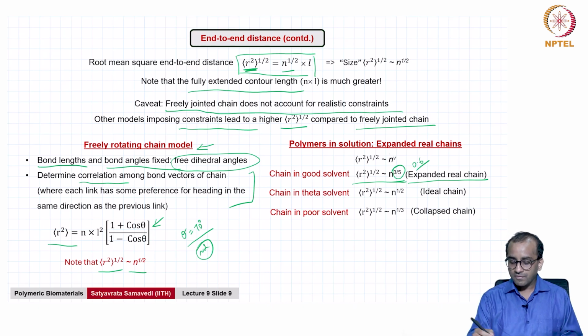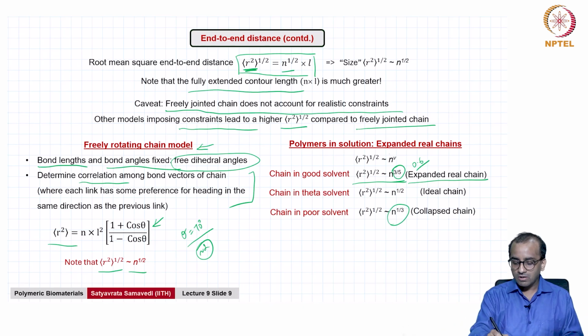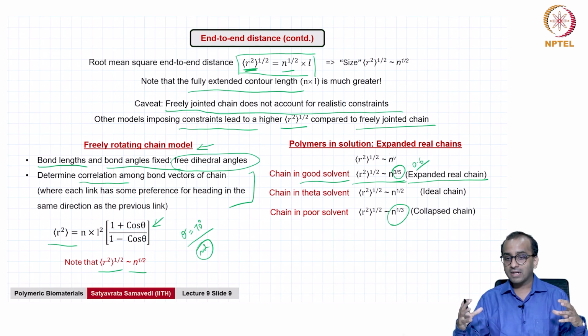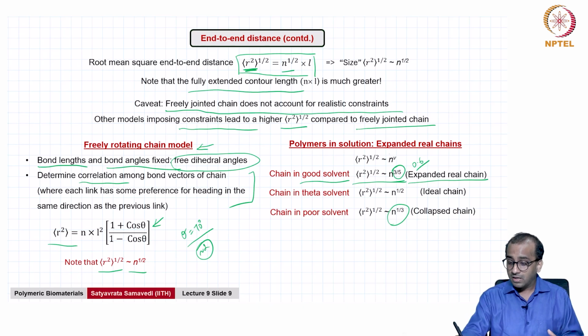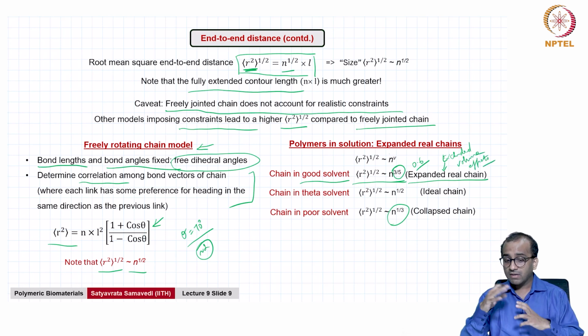And then you have a poor solvent for which the chain will get collapsed. In a good solvent, the polymer solvent interactions are favored compared to polymer-polymer interactions. So, the chain wants to expand, and that is why it is called an expanded or an extended real chain, where it is called real because excluded volume effects are accounted for, where you can't have unphysical things like chains crossing each other or intersecting into each other, etc.